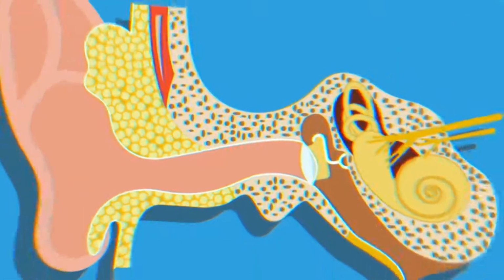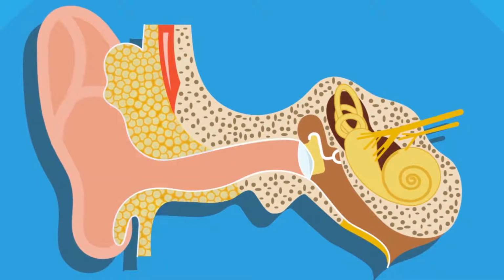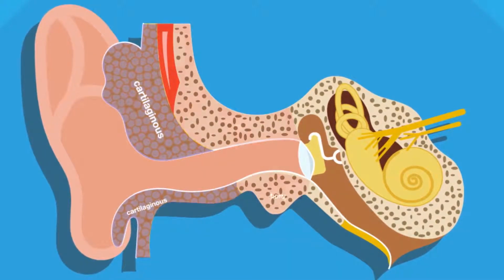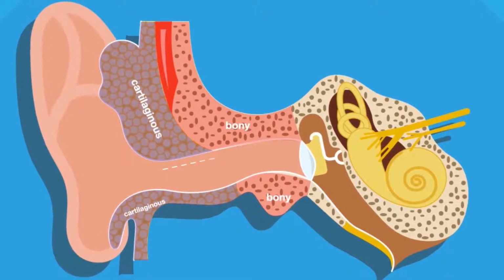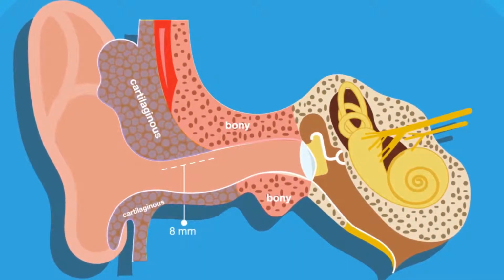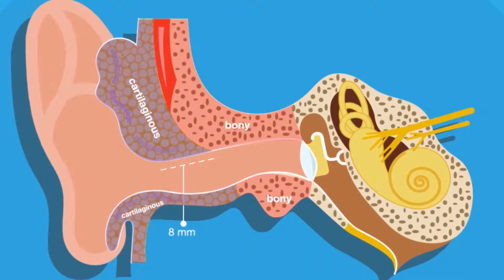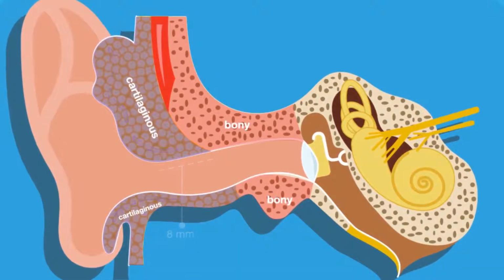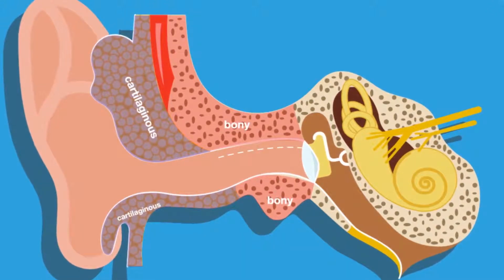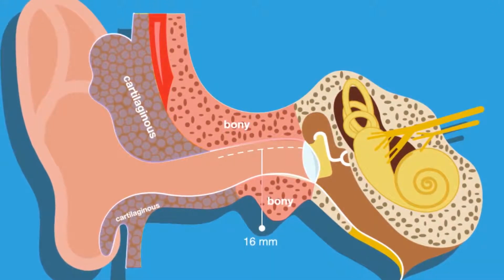The canal is divided into two parts: A. Cartilaginous, and B. Bony. A. Cartilaginous part. It forms the outer 1/3, 8 mm, of the canal. Cartilage is a continuation of the cartilage which forms the framework of the pinna. B. Bony part. It forms the inner 2/3, 16 mm.